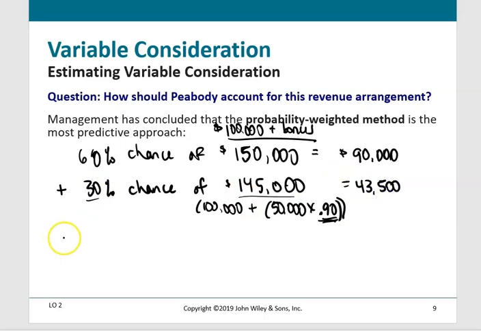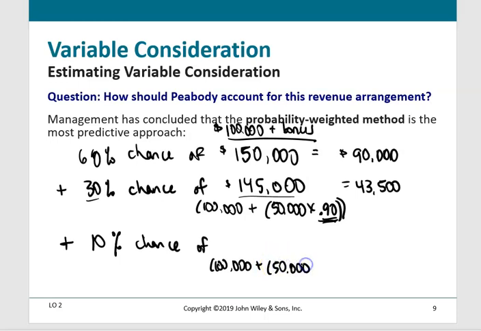43,500. And we add to that the third likely expected possible outcome. The company says there's a 10% chance that they will complete this contract 2 weeks late. So the total amount of consideration would be the 100,000 plus 50,000. If we were reducing the bonus by 10% for 2 weeks, we were going to take 80% of the bonus amount of 50,000. 100,000 plus the 40,000 would be 140,000 with a 10% chance. Multiply 140,000 times 10%, we get 14,000.